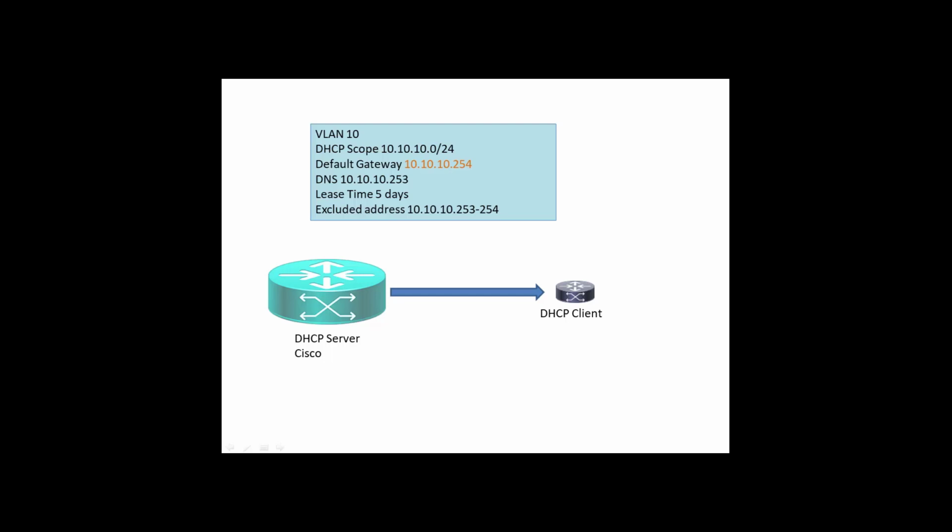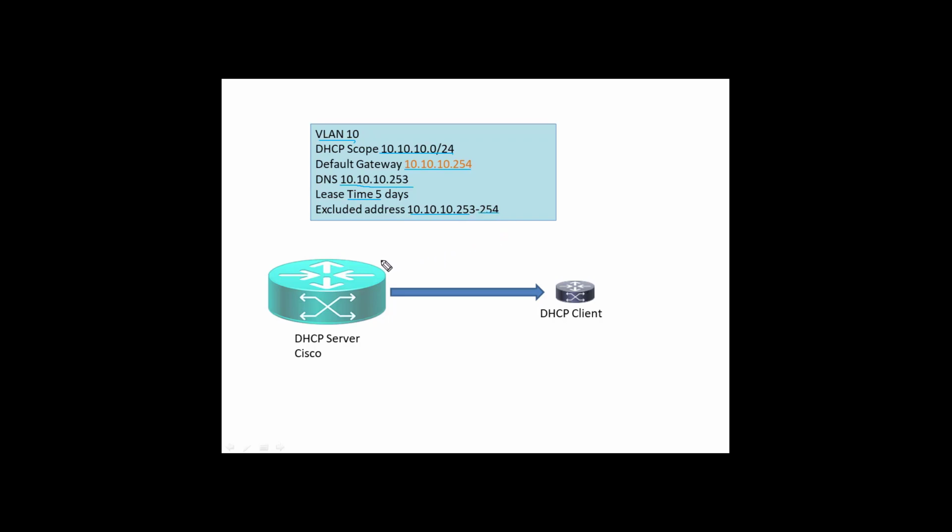Our topology for the task is a Cisco router acting as a DHCP server and a Cisco router acting as a DHCP client. We're going to configure DHCP for VLAN 10. The scope is going to be 10.10.10.0/24. The default gateway is going to be 254. The DNS address is 253. Lease time is going to be 5 days, and we're going to exclude IP addresses 10.10.10.253 and 254.